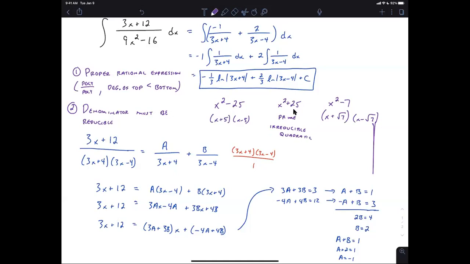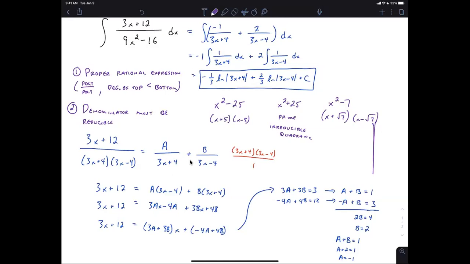Okay, so it has to be proper. The degree of the top has to be smaller than the degree of the bottom, and the denominator must be reducible, which means we have to be able to factor it somehow. We might not be able to factor it using standard methods from algebra, but there is a way to factor it, meaning there is a root, and so there's a way to do it. When those two conditions are met, then we can apply partial fractions to break it down into smaller things.